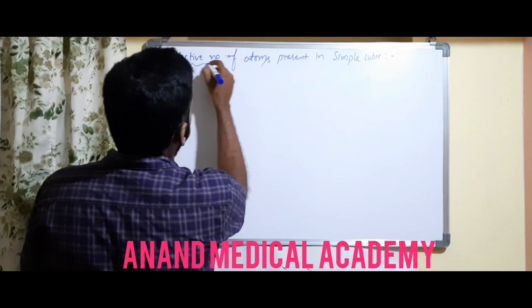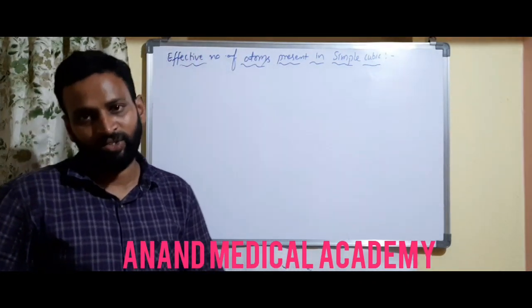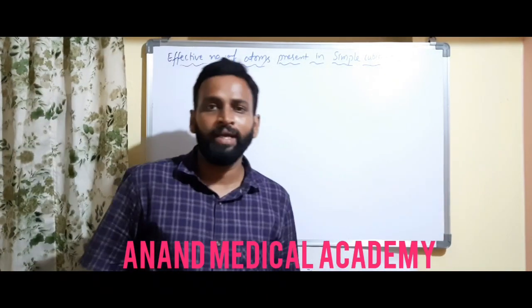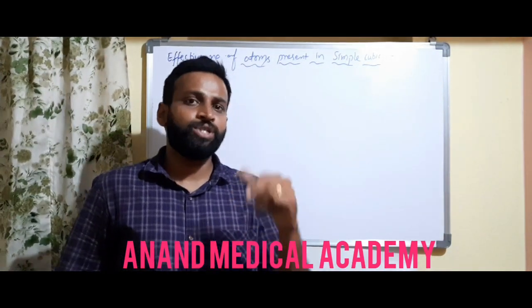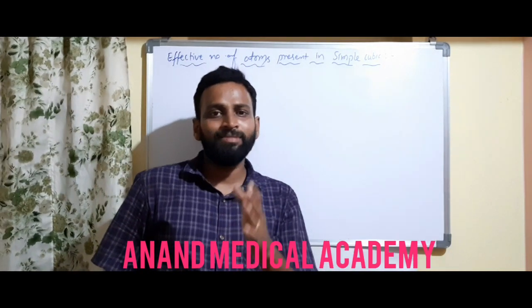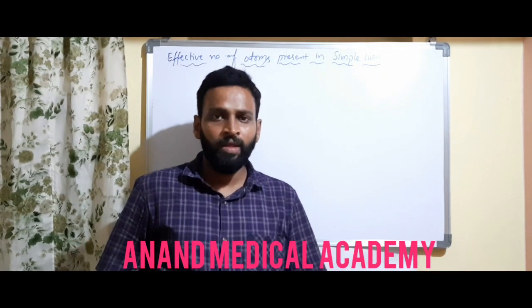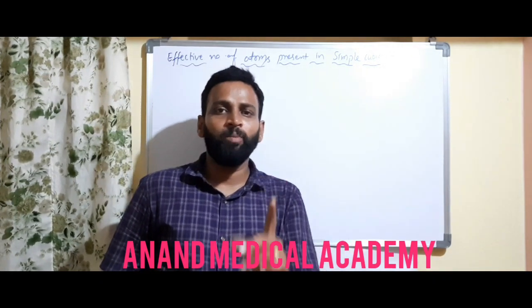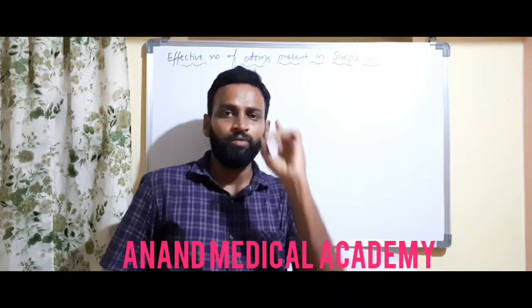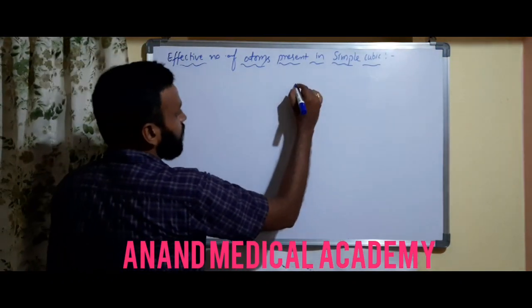Simple cubic. Examples also I will give you. First of all, we must understand these imaginary things. One corner atom is shared by 8 unit cells, so per unit cell 1 by 8. One face center atom is shared by 2 unit cells, so per unit cell 1 by 2. One edge center atom is shared by 4 unit cells, means per unit cell 1 by 4. One body center atom is shared by only 1 unit cell, so the effective number of body center atom is 1, like that.